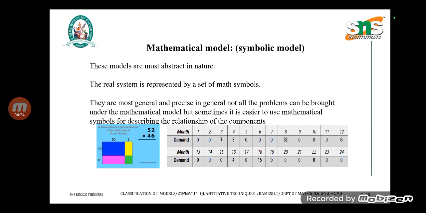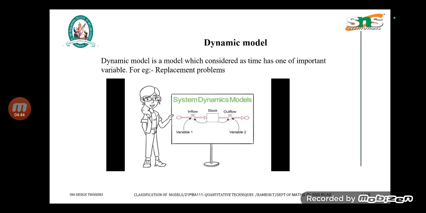That is the portion. And the monthly demand is there. Here, in the first month the demand is 0. In the second month the demand is 0. In the third month the demand is 7. In the fourth month the demand is 3, likewise. So using these calculations, we calculate the demand in each and every month. So these models are called mathematical models.